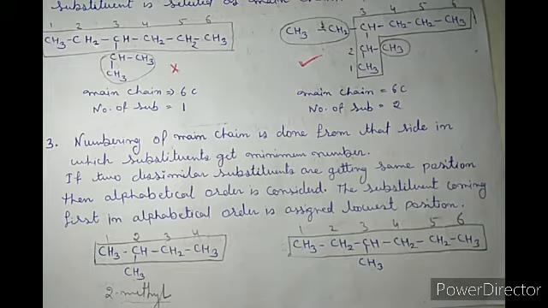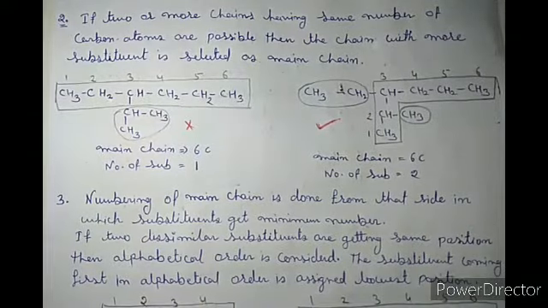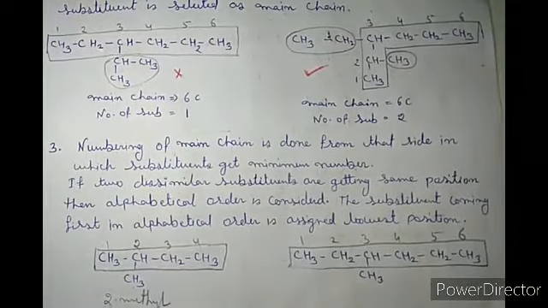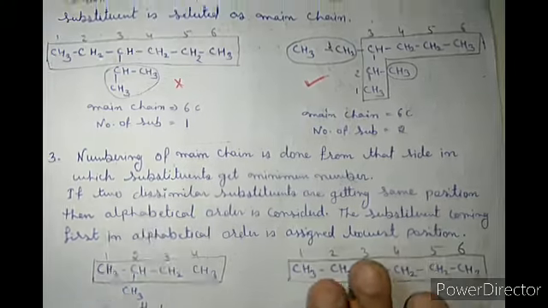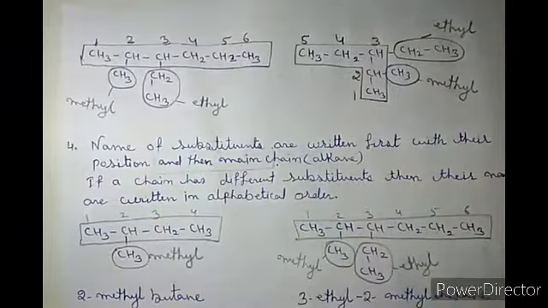Now, the next rule is, firstly let me read it here. If two dissimilar substituents are getting the same position, then alphabetical order is considered. That means the substituent coming first in alphabetical order will get the lowest number. Got it? To understand this, these are examples.